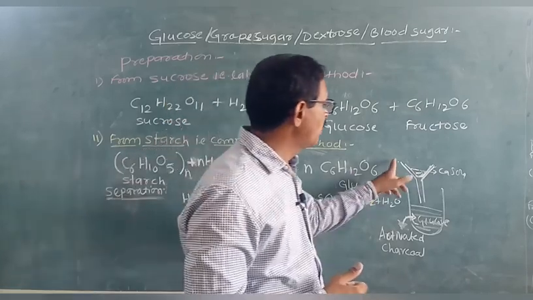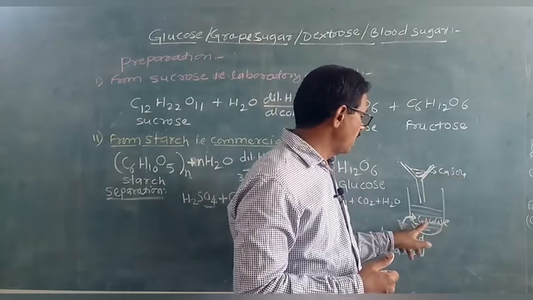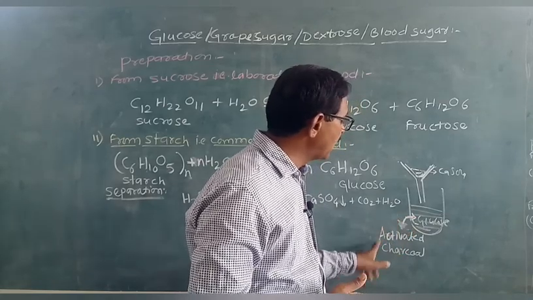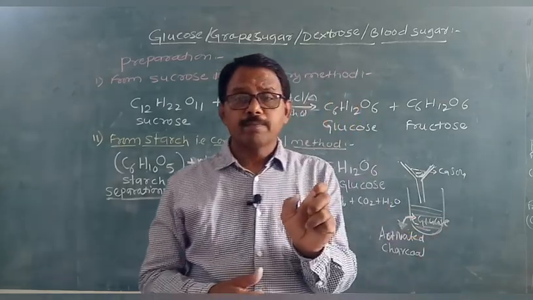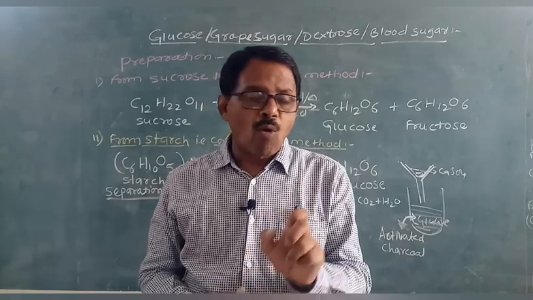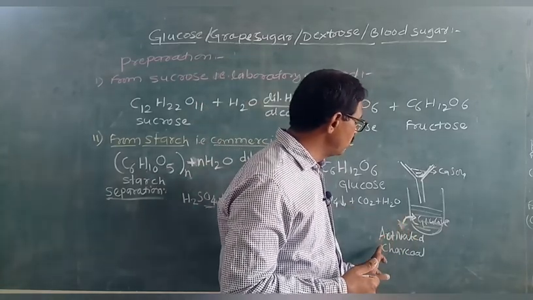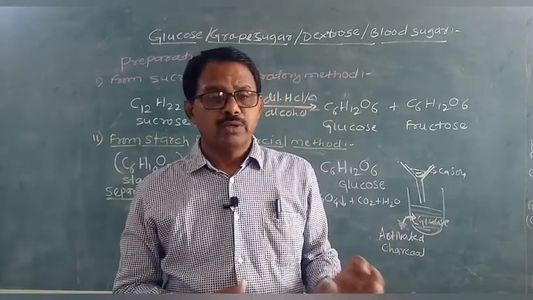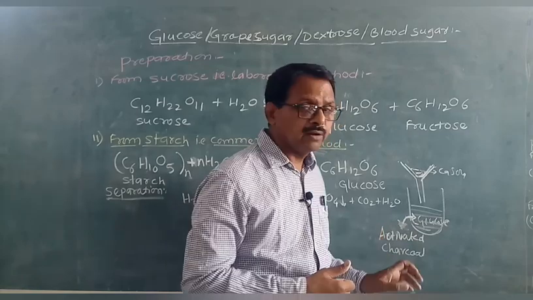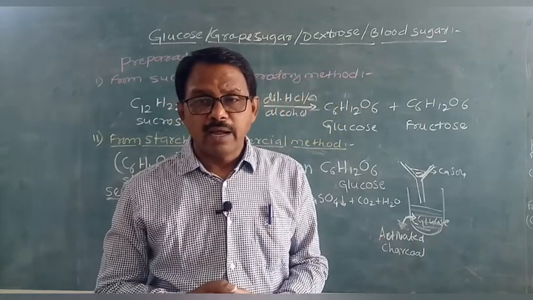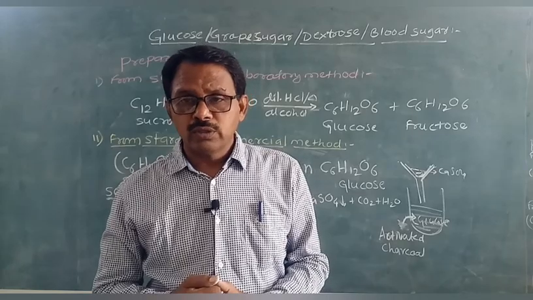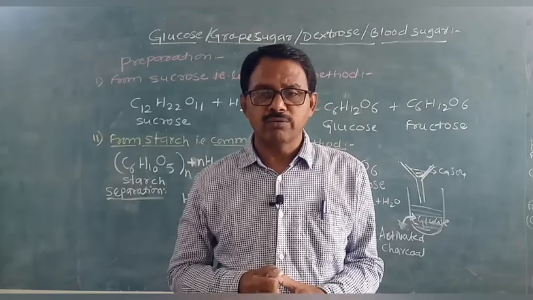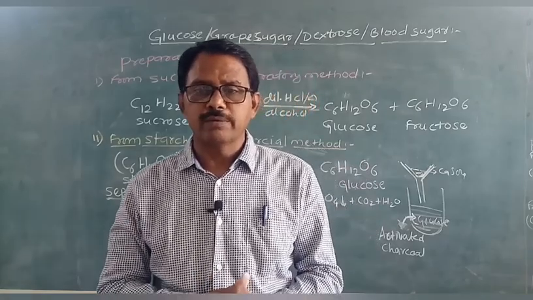Then it is filtered and the calcium sulfate is removed, and here we get the filtrate. We have to decolorize this filtrate by adding activated charcoal to prepare glucose in the pure form. That charcoal absorbs the color on its surface, and the colorless liquid is evaporated, and then pure glucose is obtained. With this we have completed the methods of preparation of glucose. Today we stop here. Thank you.